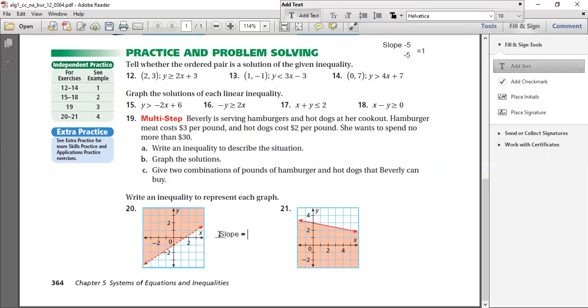So for the slope, this is going to be up. Up means you moved up. That's going to be a positive 2. And here you move to the right. How many did you move to the right? It's 1, 2, 3. So your slope is going to be 2 over 3 because we cannot simplify this.